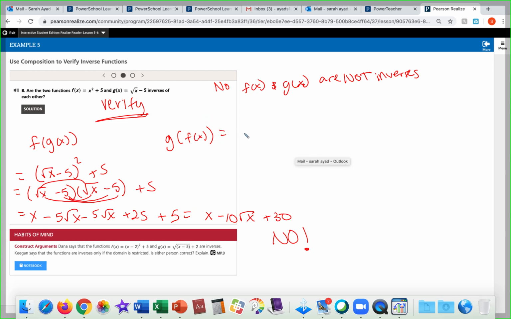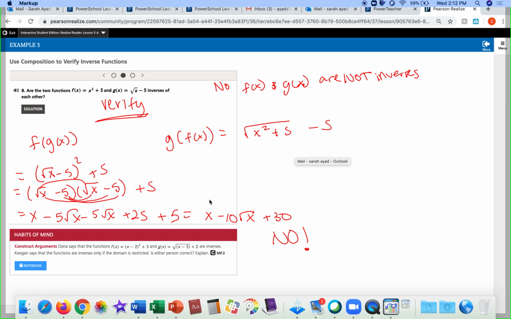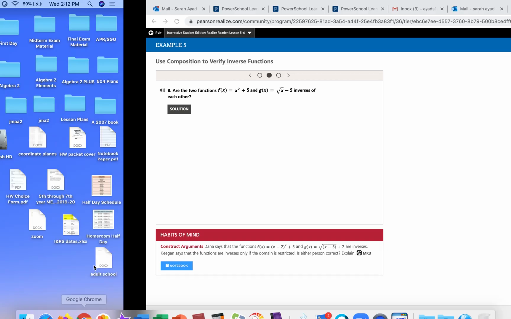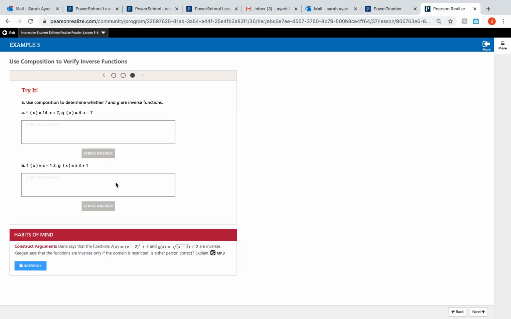Just to prove it to you, I'm going to do this one as well. So I took out the x, and instead I put in x squared plus 5, because that's f of x. Notice here, I can't subtract the 5 because this is inside of the square root and this is not. So therefore, I'm also not left with x here. Alright, go ahead and pause this video and do your last try it problem.